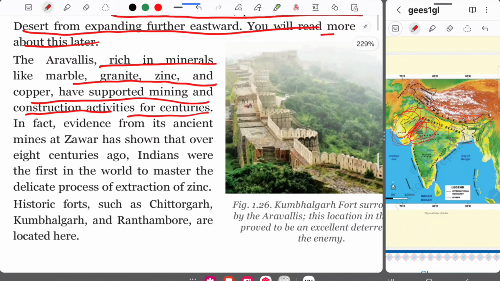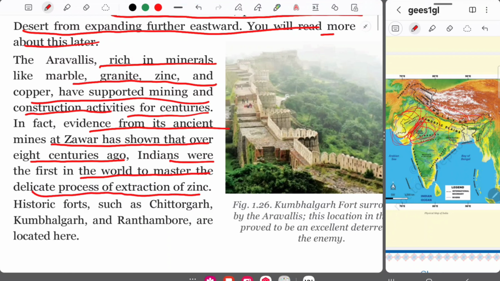In fact, evidence from its ancient mines at Zawar has shown that over 8 centuries ago, Indians were the first in the world to master the delicate process of extraction of zinc. So around 8 centuries ago, in the ancient mines at Zawar, in the Aravalli range only, Indians were the first in the world to know the process of extraction of zinc.